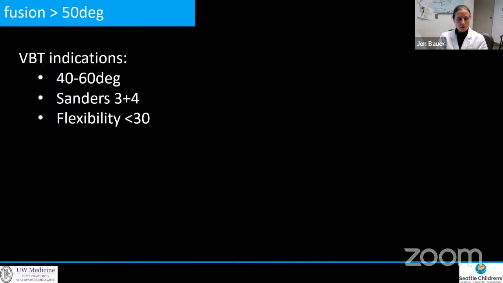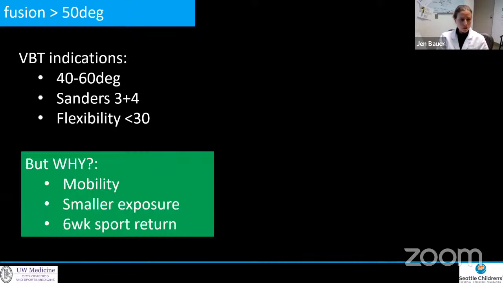So VBT indications, just to touch on this, because this is newer and might not be something as well known: 40 to 60 degrees. For me, it's Sanders 3 or 4, so they still have a large portion of their big growth spurt remaining, and they are flexible to less than 30. Why even do this? Why are we introducing this new thing? Smaller exposure, faster return to sport, but really what we're doing is we're not fusing their spine. And so we're maintaining more of their range of motion.